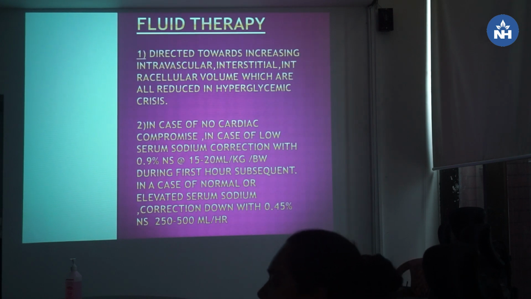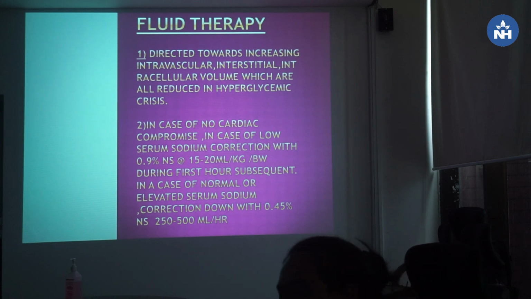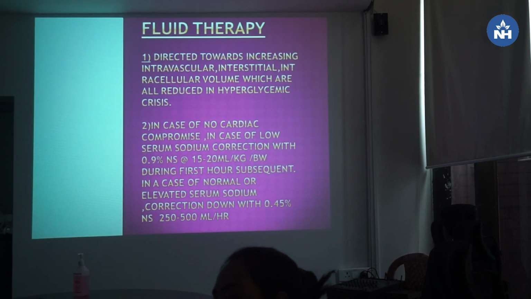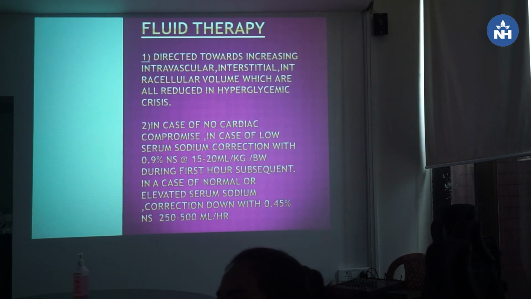Fluid therapy is directed towards increasing the intravascular, interstitial, and intracellular volume, which are all reduced in hyperglycemic crisis. In case of no cardiac compromise, and in case of low serum sodium, correction is with normal saline at the rate of 15 to 20 milliliter per kg body weight. 0.9% normal saline is actually low compared to his serum sodium anyway, so there is no risk of developing hypernatremia from your therapy per se. Yes, okay, so that you need to be cautious about in practical terms.